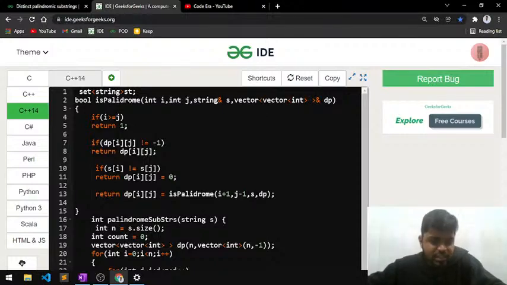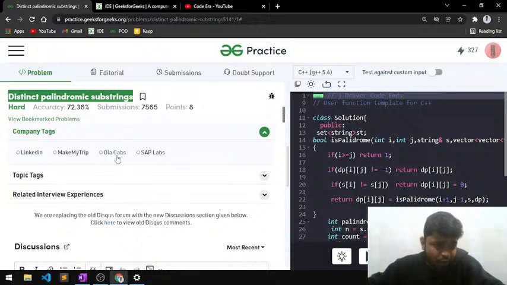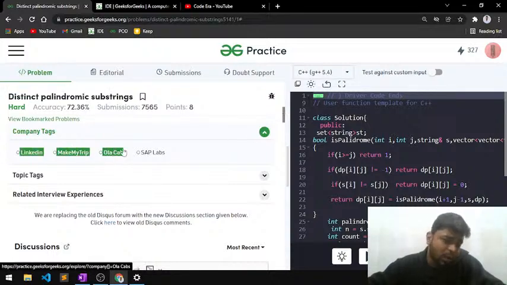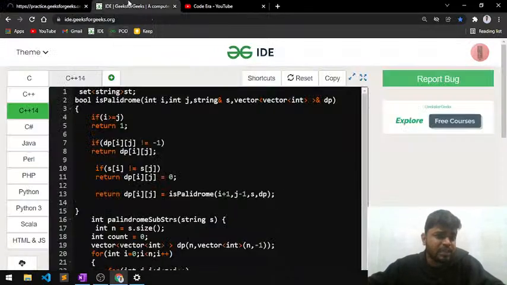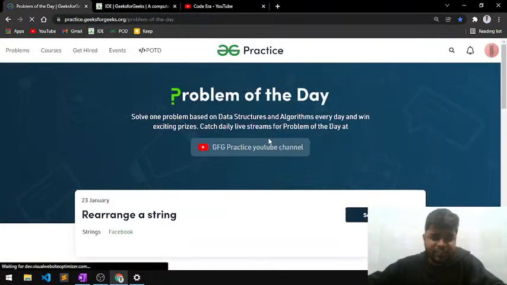Okay, so this was the problem, and as I told you, this particular problem was asked in organizations like LinkedIn, Make My Trip, Ola Cabs, and I guess many others as well. Let me see. Give us a moment. So this was the problem of the day for today.